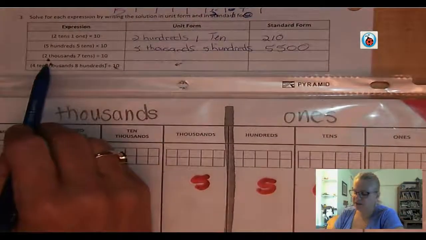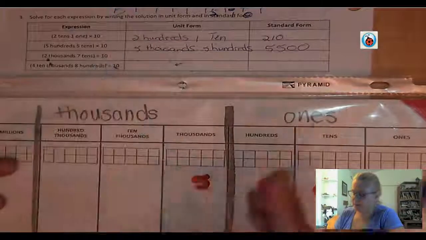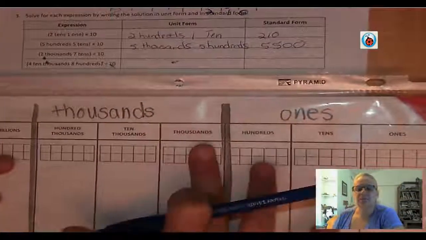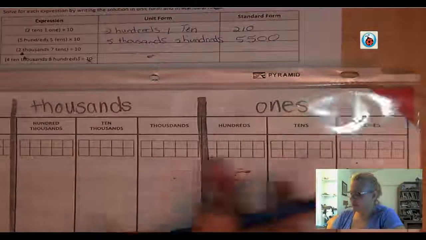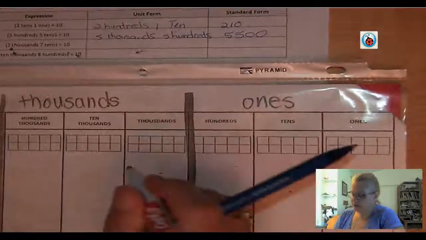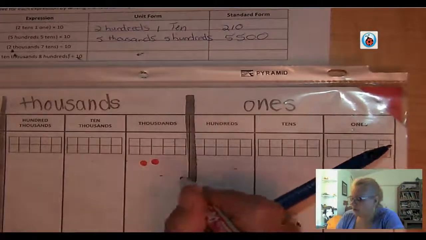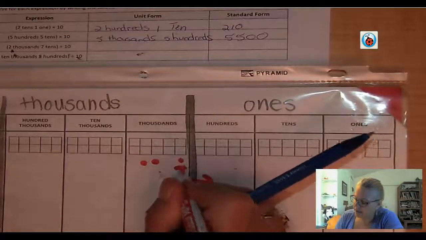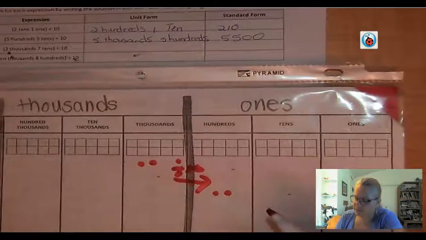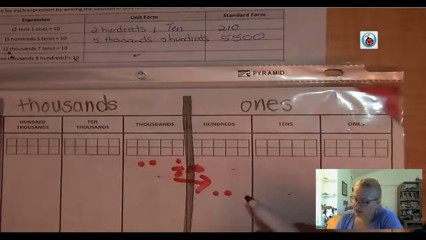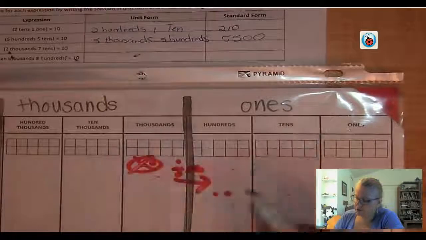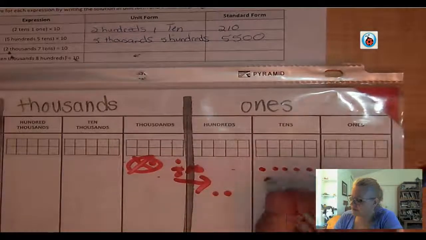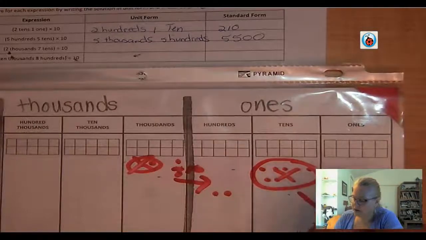Okay, if I have 2 thousands and 7 tens divided by 10. Again, I'm going to use my place value chart to help me. So I have 2 thousands divided by 10. Now I need to go which way? This way. So divided by 10 equals 2 hundreds. And then I had 7 tens, 1, 2, 3, 4, 5, 6, 7. I'm going to divide those by 10. And I get 7 ones.